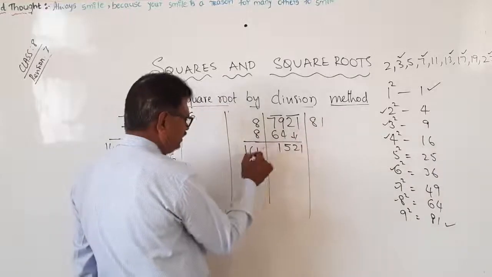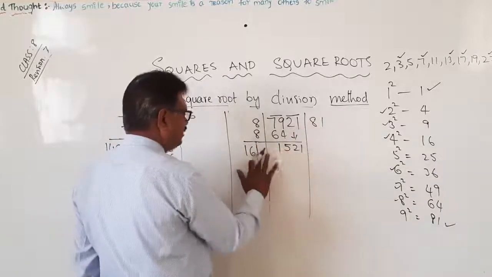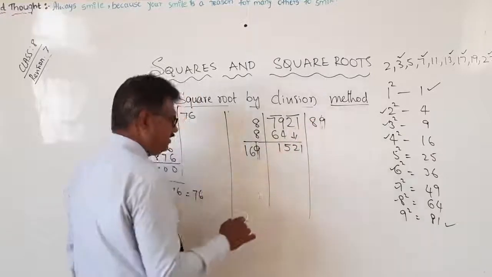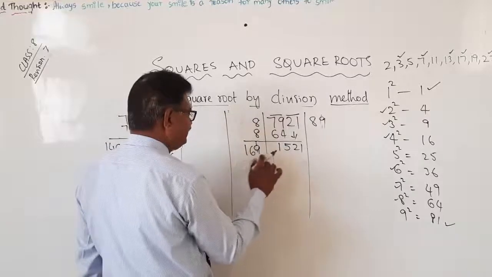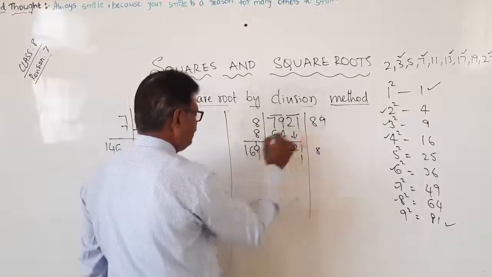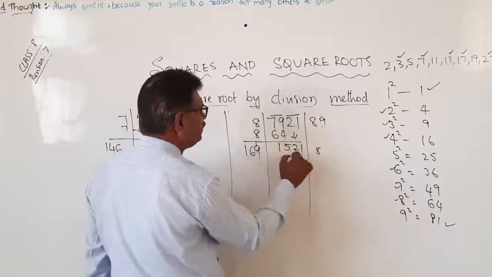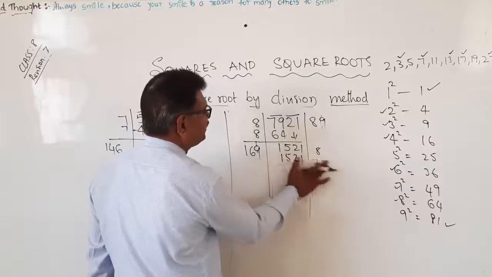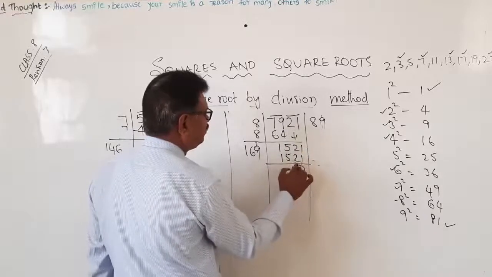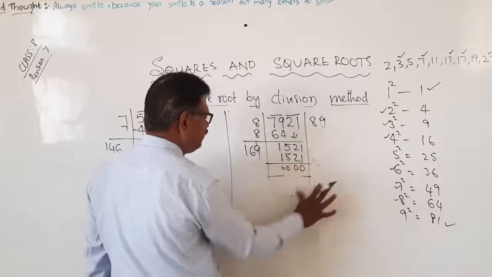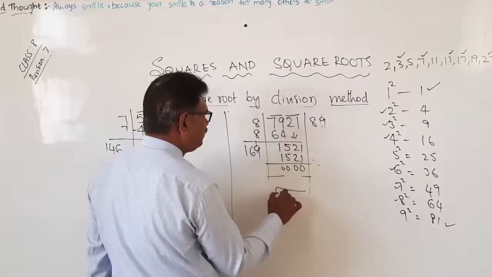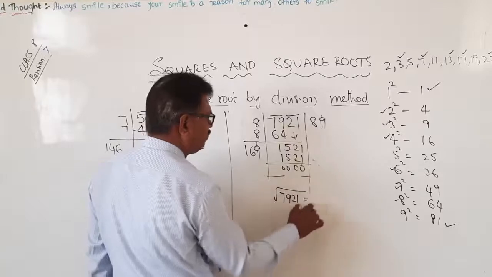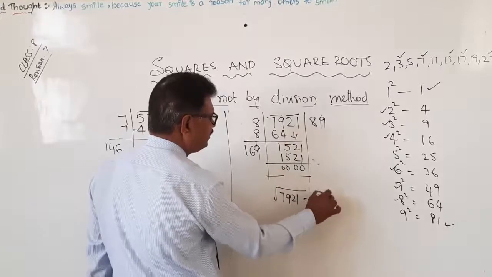But you see 161 into 1 is 161, therefore it is not correct. Therefore we have to go for 9. Here also 9. 9 into 9, yes, 81. 9 6s are 54, 62. 9 1s are 9, 9 plus 6 is nothing but 15. 0 0 0 0. Therefore, the square root of 7921 is equal to 89.